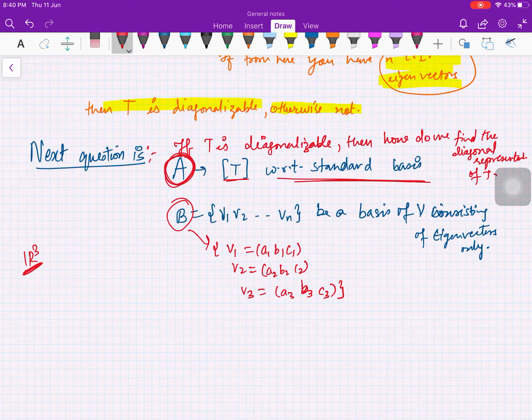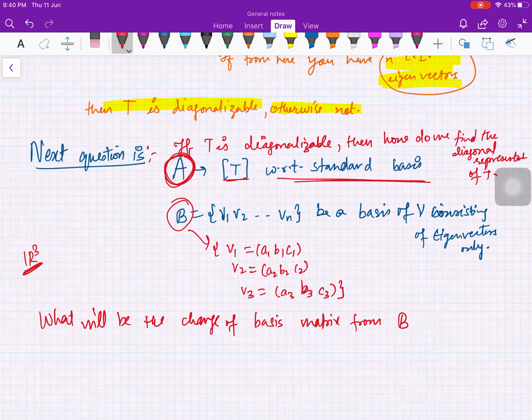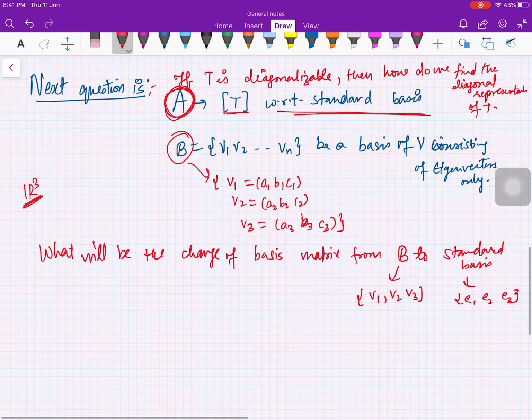Right. Now what will be the change of basis matrix? What will be the change of basis matrix from this beta to standard basis? So you see this beta is V1 V2 V3, and your standard basis is E1 E2 E3.